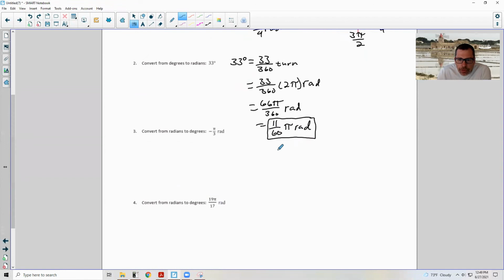One more time, actually 2 more times. Convert negative pi over 3 radians. Negative just means we're rotating in the opposite direction, so don't let that bother you. So let me change color. Negative pi over 3 radians, so we're converting from radians to degrees now. Negative pi over 3 radians equals, well, how much of a turn is pi over 3?